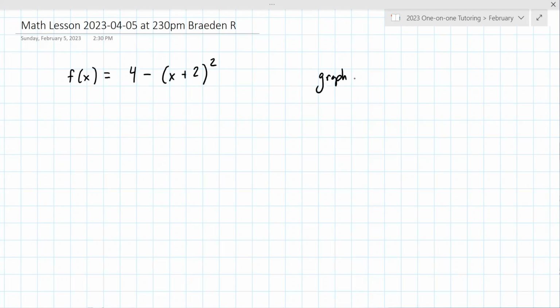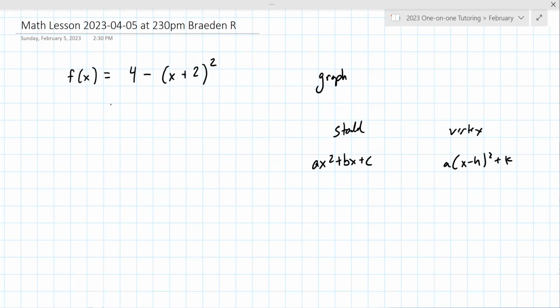Do you know what form this is in currently? Is that in standard form? Standard form is ax squared plus bx plus c, and vertex form is a(x - h) squared plus k. The major difference is the parentheses. So this one is in a sort of disguised vertex form.